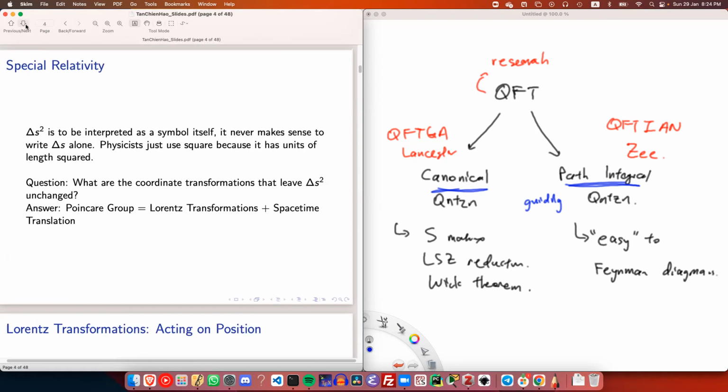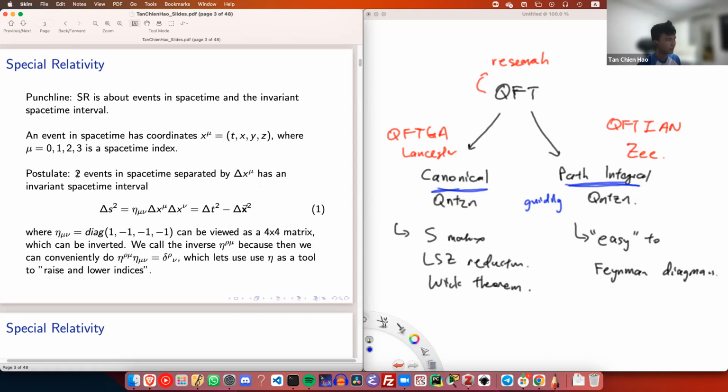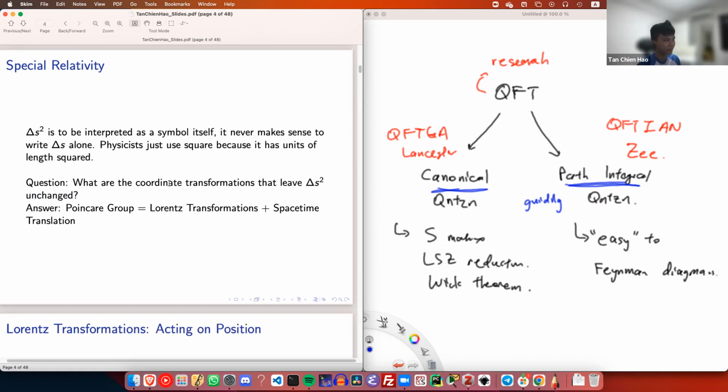Okay, great. So in special relativity, because it's a postulate that this space-time interval is invariant in all coordinate systems, we want to find what coordinate transformations leave this space-time metric, this space-time interval, invariant. It turns out to be the Poincare group, which is the Lorentz transformations plus space-time translations.